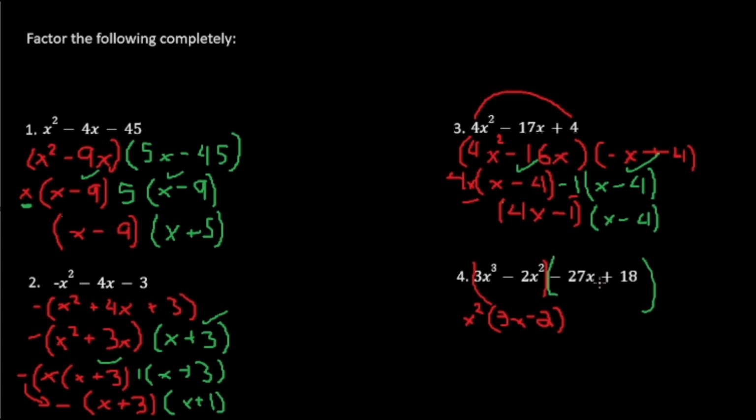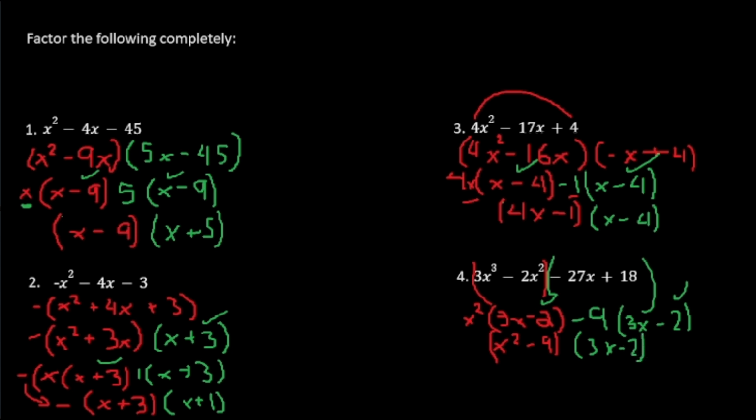Okay, and then here the GCF that we can take out is 9. So pardon me, negative 9. So it's going to be, here, let's do this in green, negative 9 times 3x minus 2. And again, these are the same, and then we can rewrite this as x squared minus 9, and then we can put 3x minus 2.